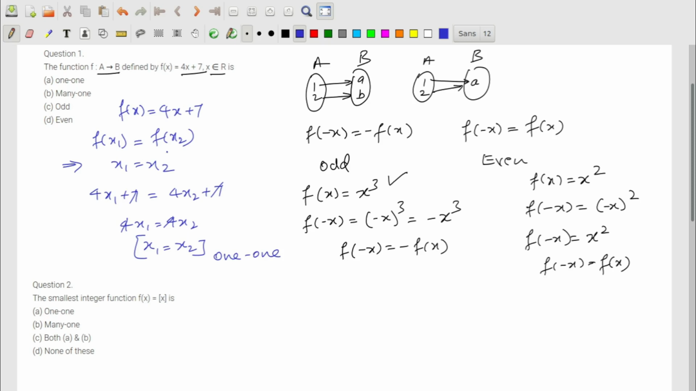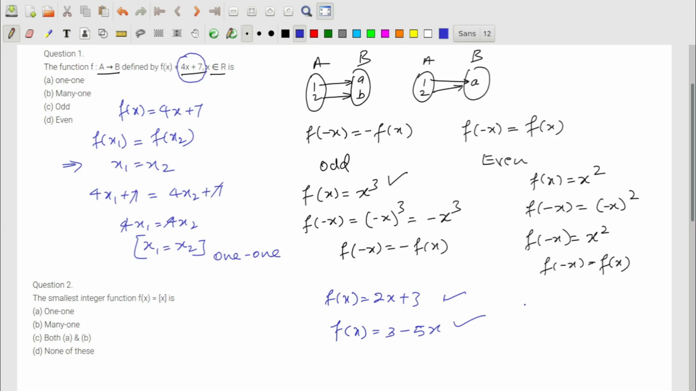And one more thing, when a linear expression is given as a function or a linear equation is given, then it will always be a one-one function, right? So whether it is 4x plus 7 or f of x is equal to x plus 3 or f of x is equal to 3 minus 5x, all these are one-one functions, okay? Without a second thought, you can just write these functions as one-one.